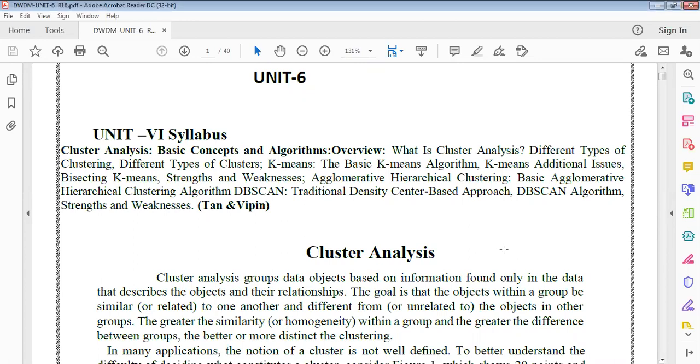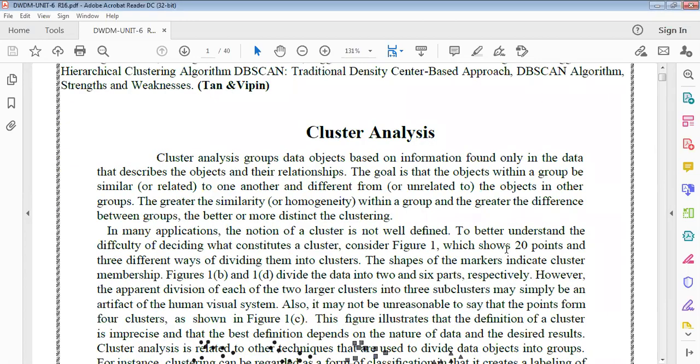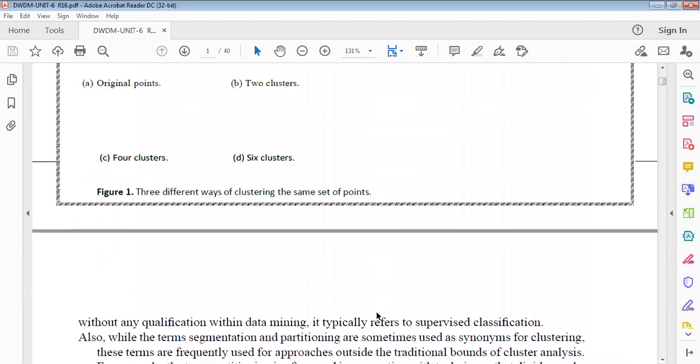So in cluster analysis, whatever similarity you have in that group of data points, and whatever differences there are, all these things you have to analyze by using cluster analysis. See here, I will show the example.